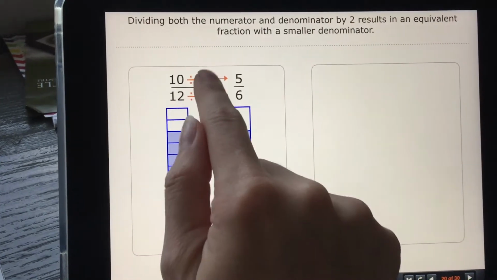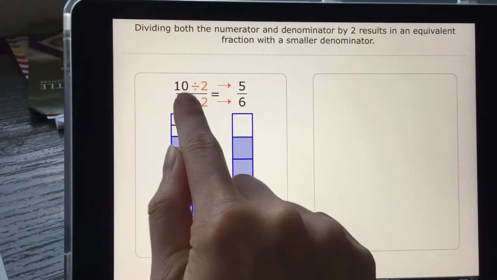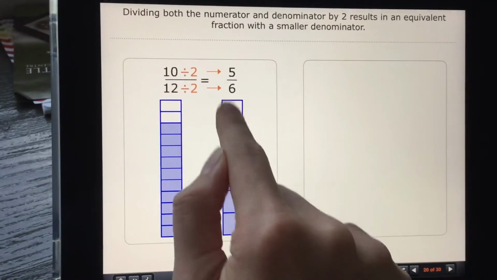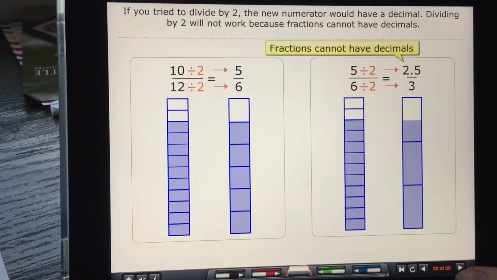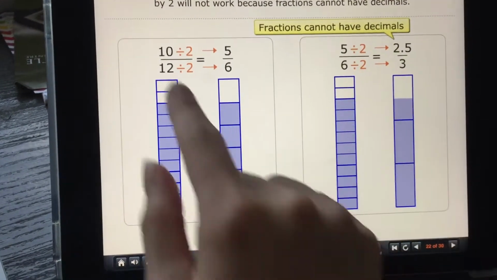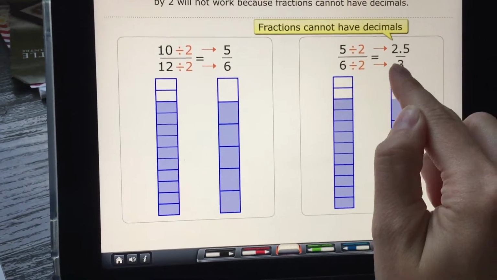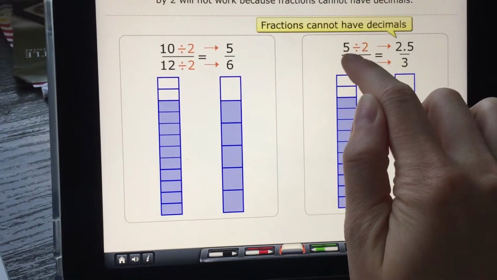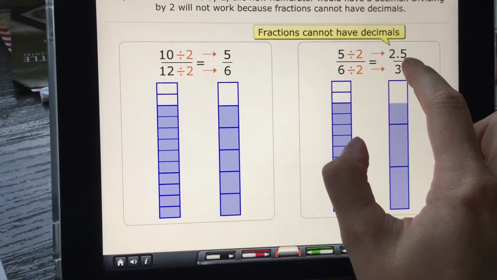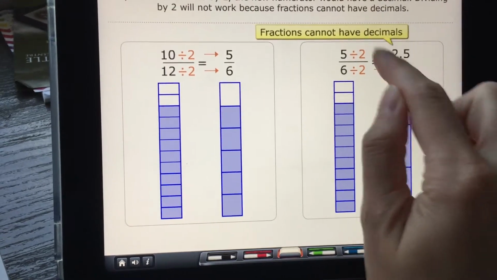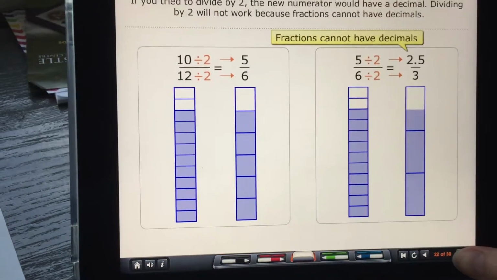And you can also look at division and how you need to look at 10/12 and say, hey, there's an equivalent fraction that has a smaller denominator. So practice with that. But then it also shows, hey, if I've got 5/6, can I split that up anymore? Well, 5 is a prime number, so when you divide by 2, you get a decimal, and fractions cannot have decimals, so it makes that point very clear.